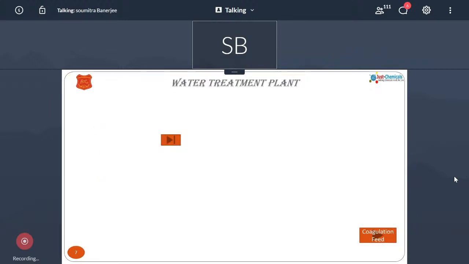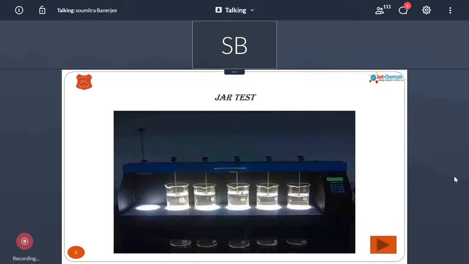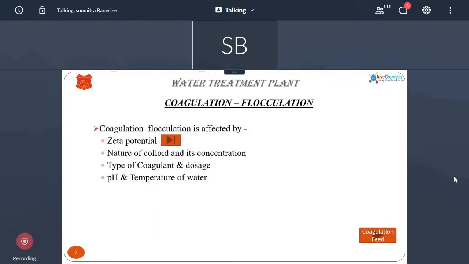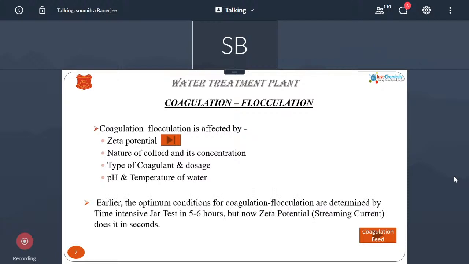In the picture, we have replaced this jar test process, which was taking 6.5 hours, with zeta potential meters. These meters are like a simple conductivity meter or pH meter, which tells us how many negatively charged particles are there in the system. Now, since time is a constraint, I can't take you through the coagulation field, but I will take you through it in our next program.